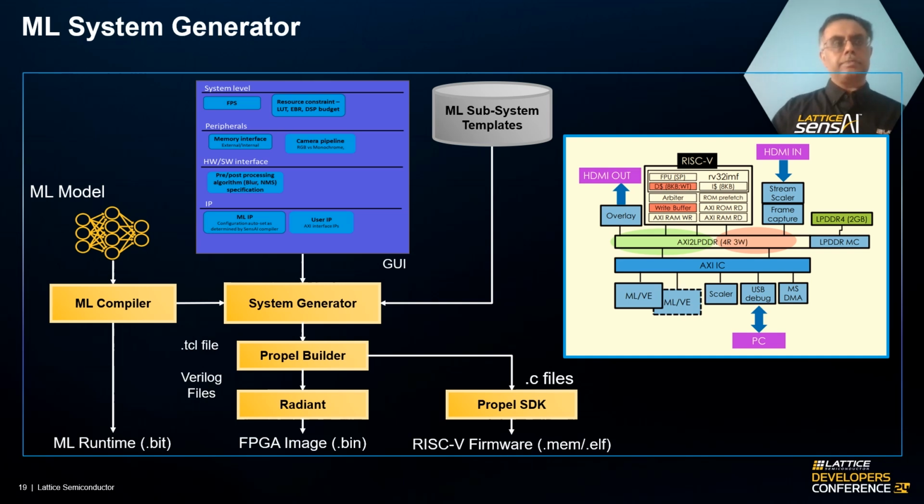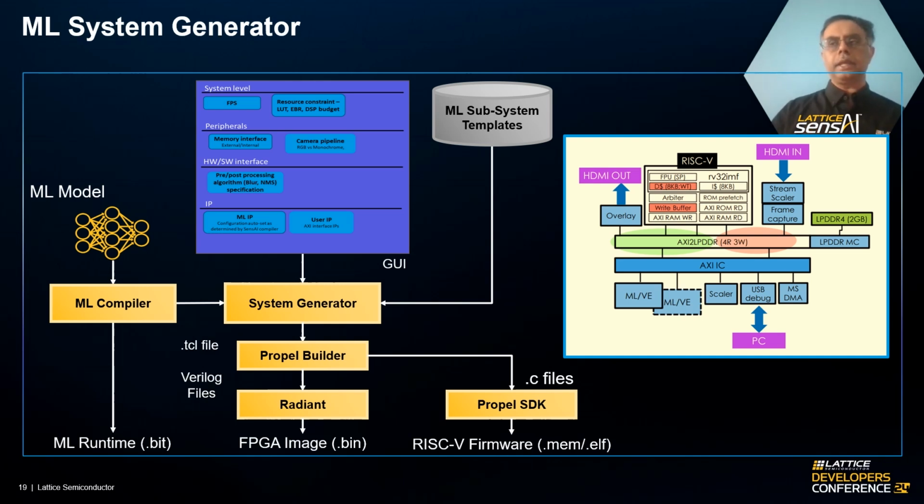To enable this permutation and combination, we thought the best way to enable the user is with a system generator. Now, what the system generator does is it takes multiple inputs. The first input is of course the input from the user, where the user can provide the application requirement. What is the frames per second requirement or the performance required? What is the accuracy required? What is the latency requirement?